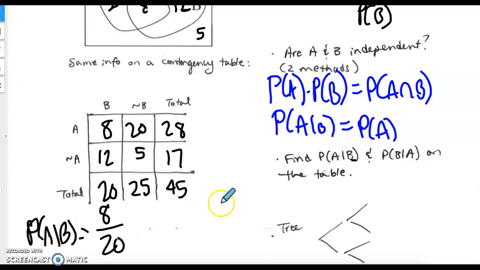If I want to calculate the probability of B given A, now my given is A, so I just look at my A's. There's 28 A's. And of those 28, how many are B's? 8. 8 out of 28.